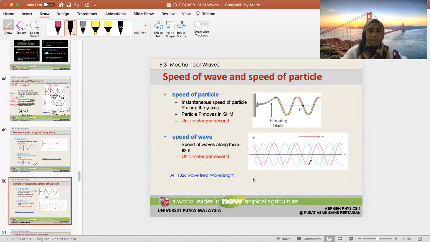Okay? And then the speed of a particle. When we talk about the speed of a particle, we are actually talking about the motion up and down. How fast is it doing the oscillation up and down, up and down, up and down? That is the speed of the particle. It is called instantaneous speed. Nanti kalau ada soalan yang ada instantaneous speed pasal particle ni, I will include it in the lecture punya problem solving nanti. And then the speed is in meter per second.